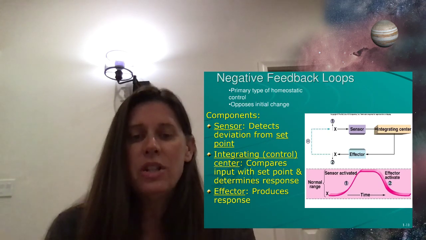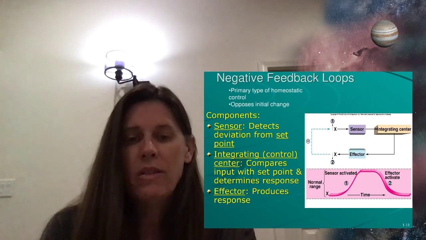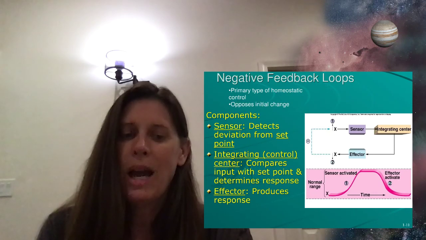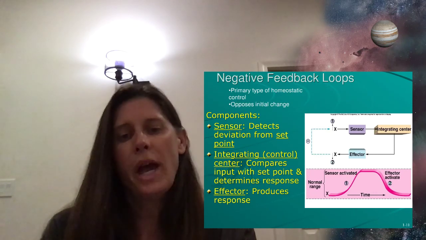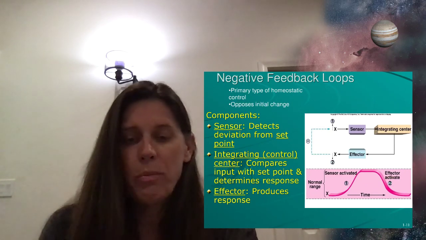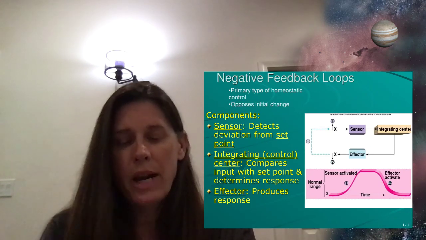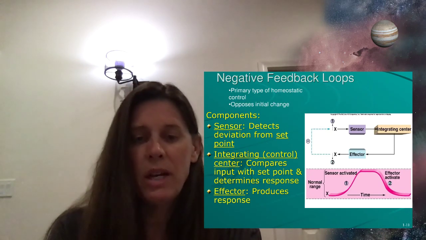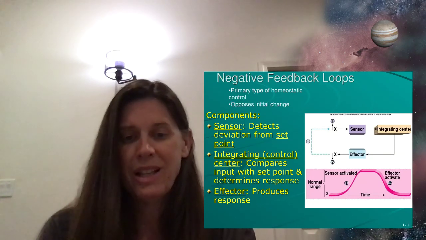That's called the integrating center, and that's almost always the brain. And specifically, it might be the hypothalamus in the brain. Okay, so as the sensor, the nerve is bringing that information to the hypothalamus, it's the hypothalamus that can determine, all right, now the information I'm getting from the sensors on temperature is that temperature is increasing.